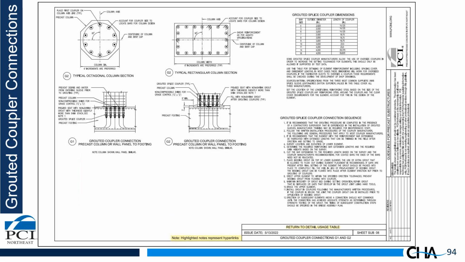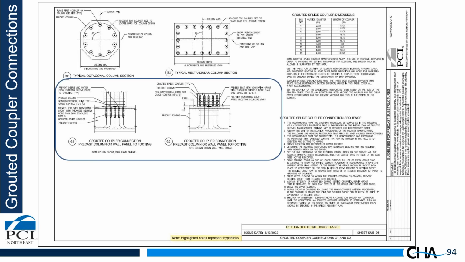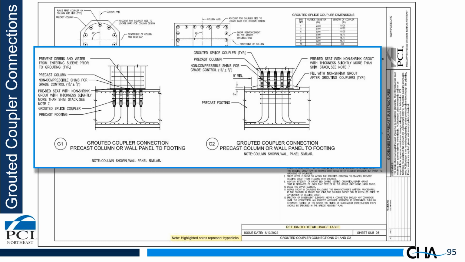Now, grouted couplers, we still include grouted coupler connections. They are very robust connections and they're very applicable to many locations. So let's take a look at the details. We have two, G1 and G2, grouted coupler connections. One is inverted where the couplers are in the footing, which is handy for seismic applications where you want to get the couplers outside of the hinge zone. And in G2, where you don't have that issue, you can put the couplers in the column. We have details for both.